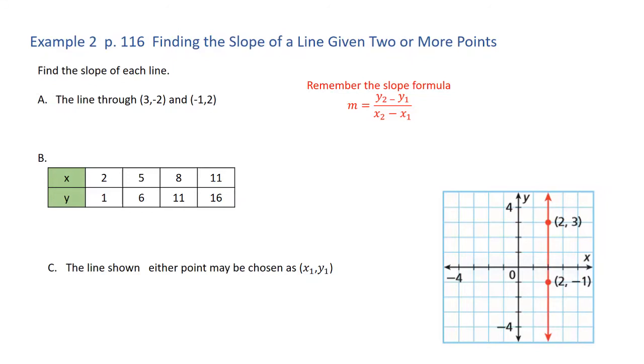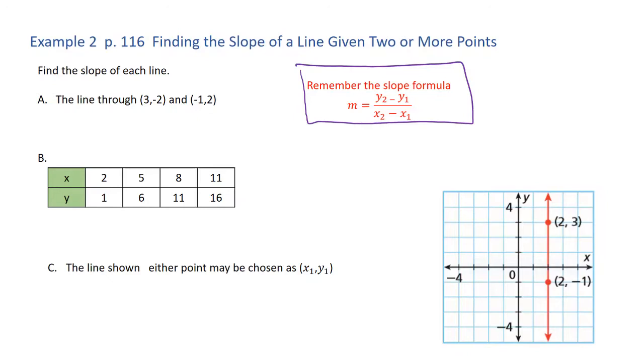All right, so the slope formula is one that we have not used yet, but you've kind of been using it just by counting. Now we're going to see it as an actual equation. The equation for the slope formula is y2 minus y1 over x2 minus x1.